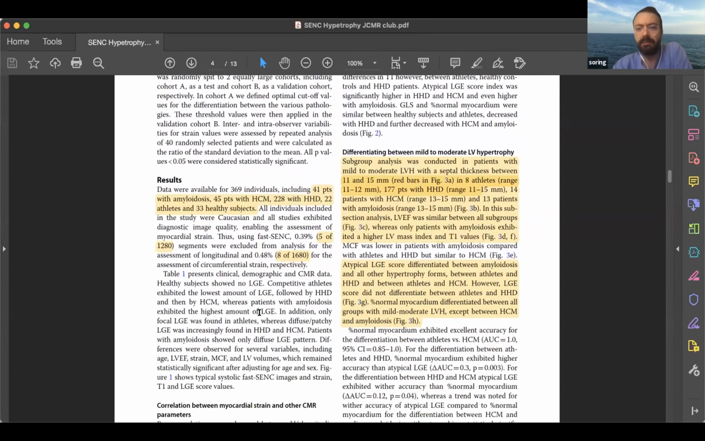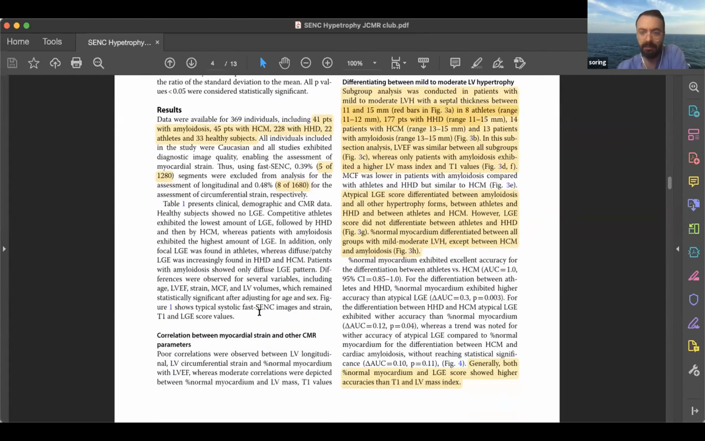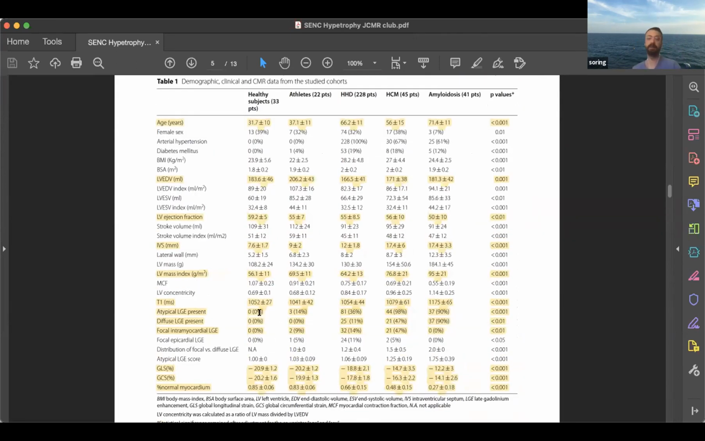When we look at the results, in total, we had 369 individuals. We had 41 patients with amyloidosis, 45 patients with hypertrophic cardiomyopathy, 228 patients with hypertensive heart disease, 22 athletes, and 33 healthy subjects. I will just move to the table, and here you can see the data.